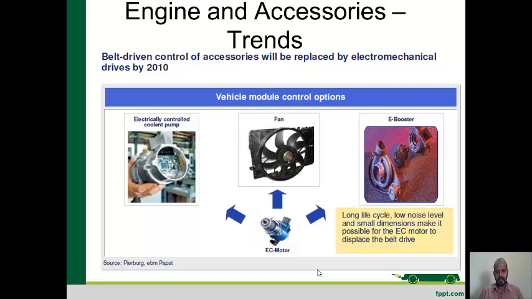And apart from the regular control functions like injection, emission, and vehicle performance, nowadays some new electronic systems are introduced in the engine, replacing the normal mechanical systems. We are going to see these three important technologies. One is the electronically controlled coolant pump, similarly the lubrication pump, the electronically controlled fan, that is the radiator fan or intercooler fan, and the e-booster, or you can say the turbocharger.